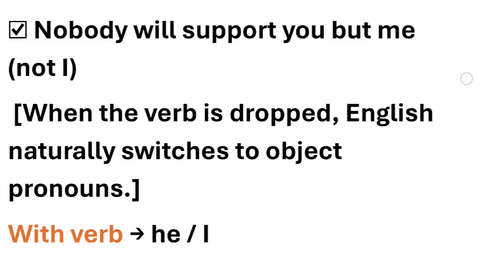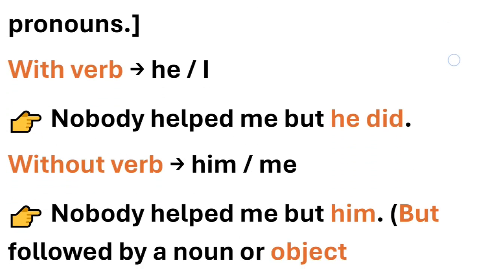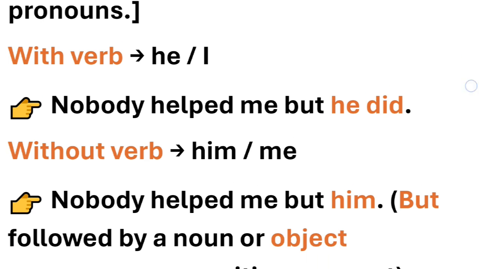When the verb is dropped, English naturally switches to object pronouns. So after but, the next clause that was starting, there was verb missing, verb was not there. So automatically we had to use objective pronoun over there, which was me. So let's not confuse this. That's why we have used both the situation with verb and without verb.